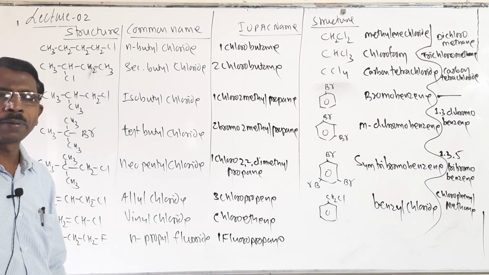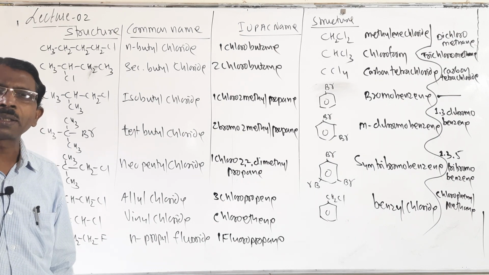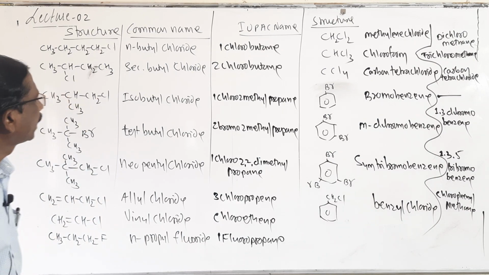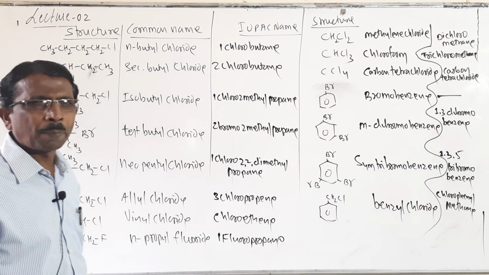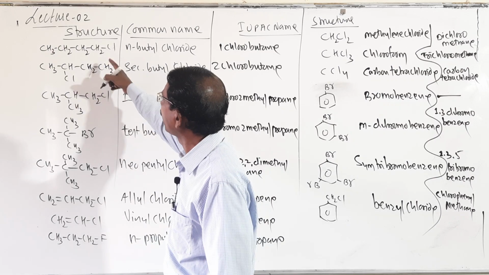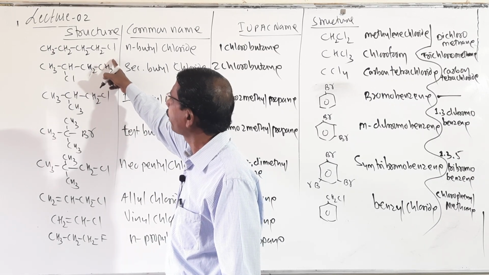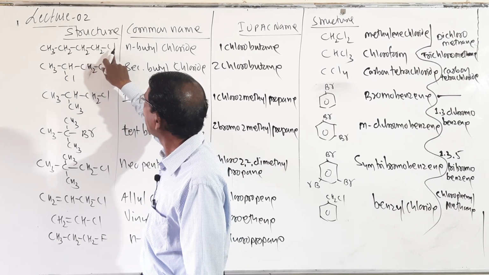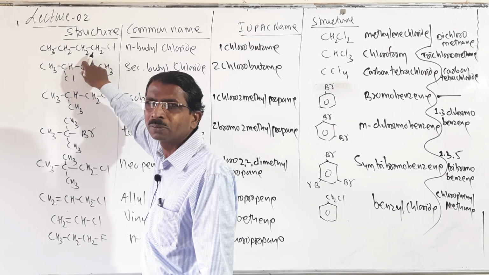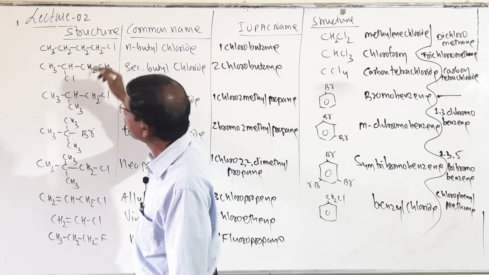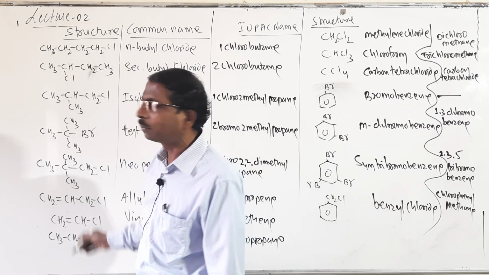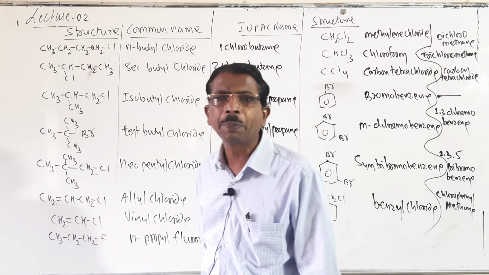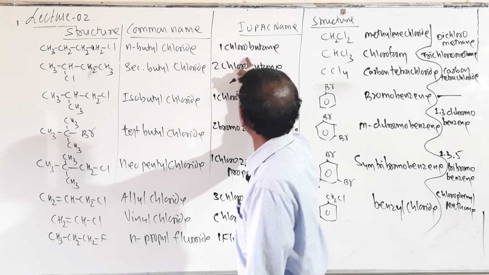In our last video, we discussed nomenclature, the common system and the IUPAC system. Look here students, some examples. The first example: the common name, where the halogen atom is attached to this end, is n-butyl chloride. According to the IUPAC system, it is numbered as 1, as you have already studied in PUC first year. So it is called 1-chlorobutane.